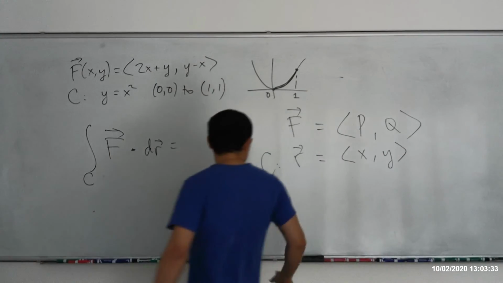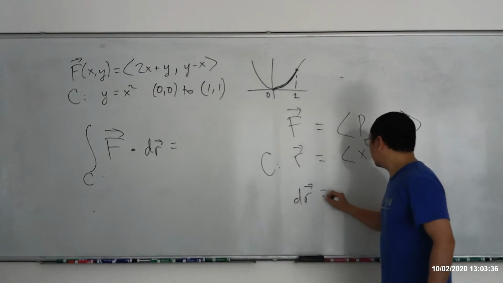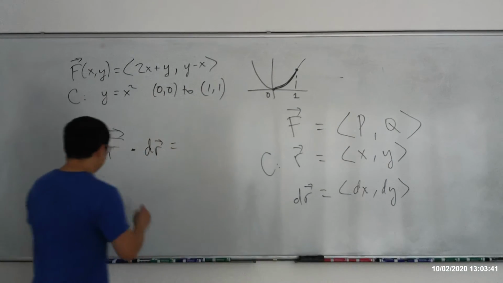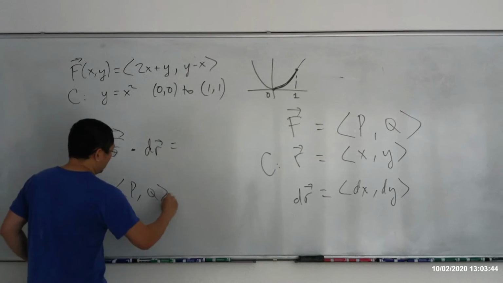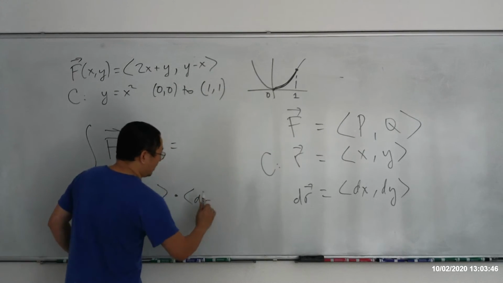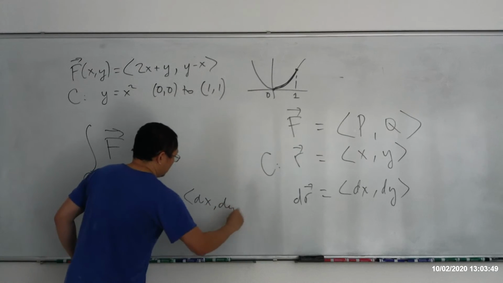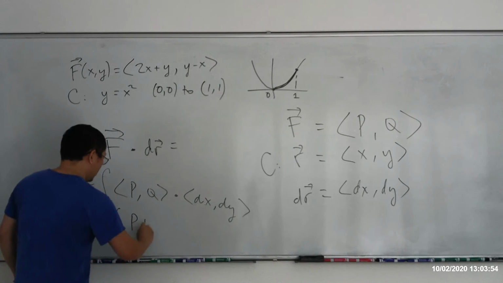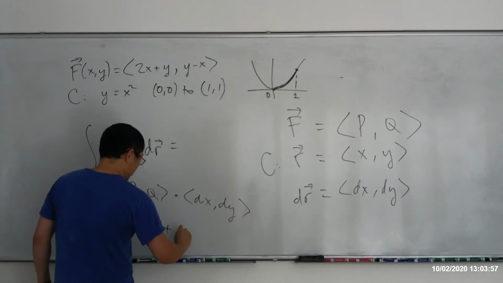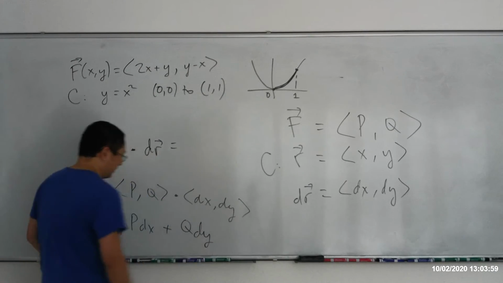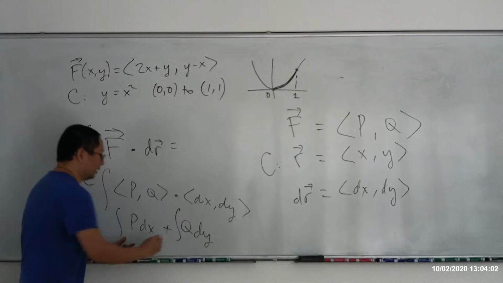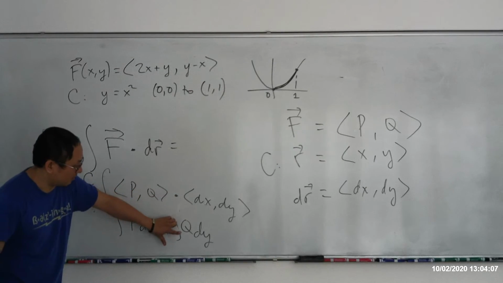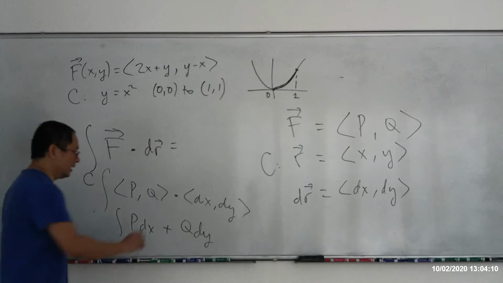So F dot dr, where dr you can think of as (dx, dy). Now you dot this. This is (P, Q) dot (dx, dy), and the dot product gives you the integral of P dx plus Q dy. I'm going to put another integral right here. This is the right way to write it, and then people get lazy, so they combine the two integrals into one. Technically it should be this.